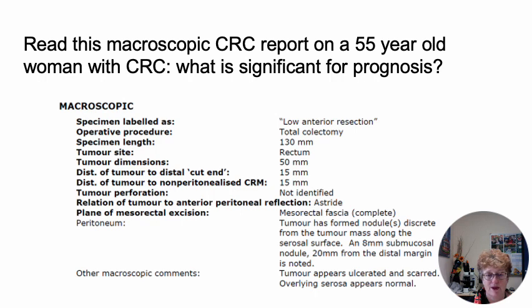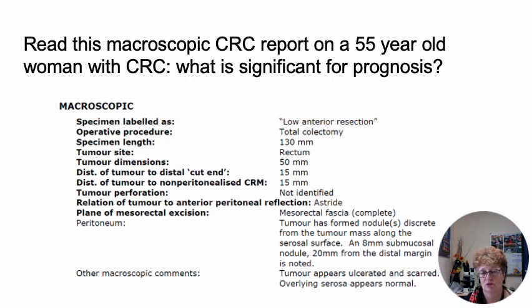There's a tumour in the rectum. The tumour is 5 centimetres in diameter, and it is 15 millimeters from the cut end. This is the distal end of the resection, which is generally a good amount. You don't particularly want anything less than 10 millimeters clearance. So the tumour appears to be confined to the bowel. It's not perforated, and sits astride the peritoneal reflection.